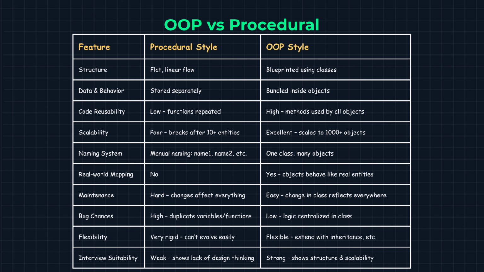In interviews, OOP shows you think like a real developer. Procedural shows you know logic, but not structure. So yeah, same output, totally different mindset. Procedural code works, but object-oriented code wins. Now you know why OOP is better than procedural.